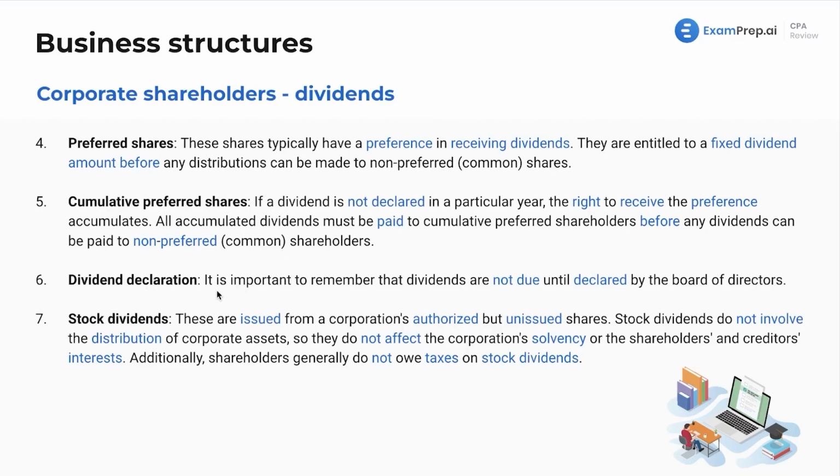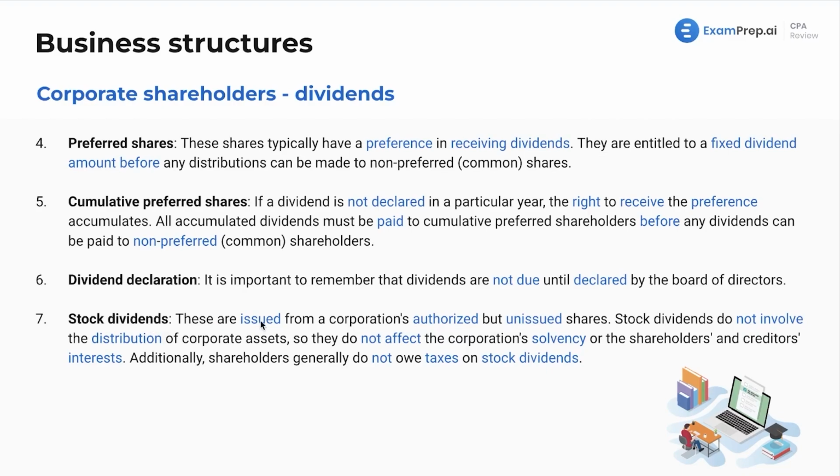Dividend declaration. It's going to be important to remember that dividends are not due until declared by the board of directors. They are not owed to you. You have no rights to that until the board of directors declares that they are paying out dividends. And then stock dividends. These are issued from a corporation's authorized but unissued shares. Think of it like their treasury shares. Think of it like they are taking them from their vault. They are minting these shares and putting them out in the market. Now, these dilute the amount of shares outstanding because they're creating more shares.